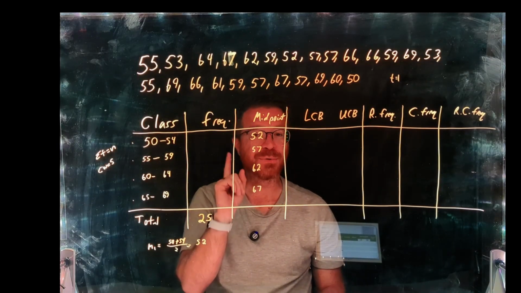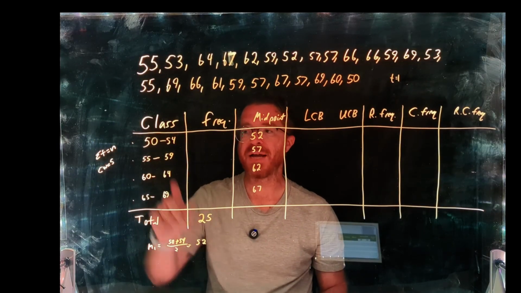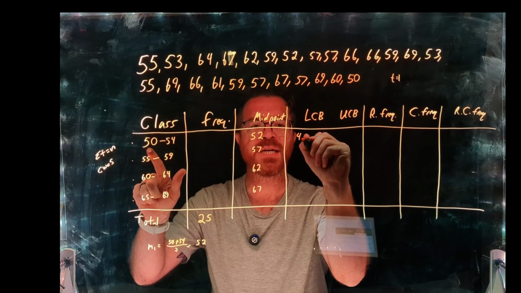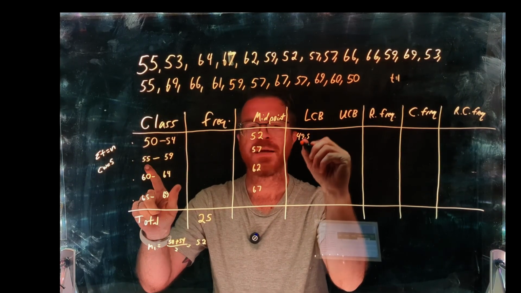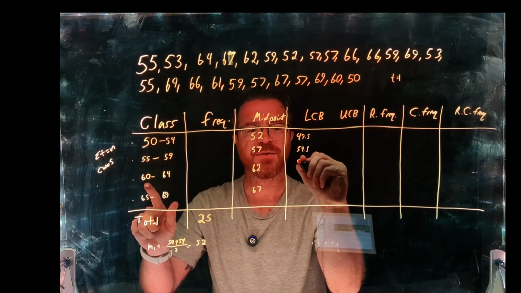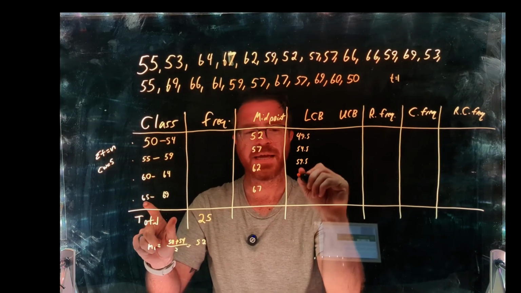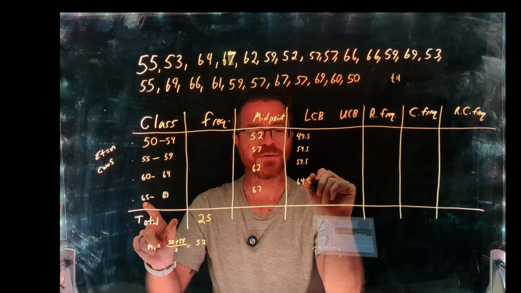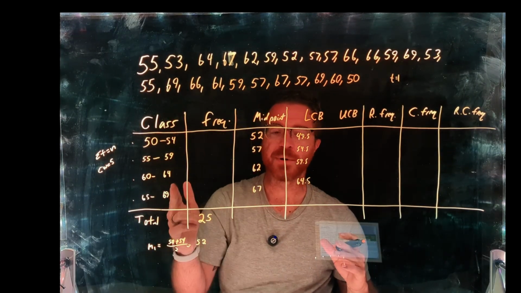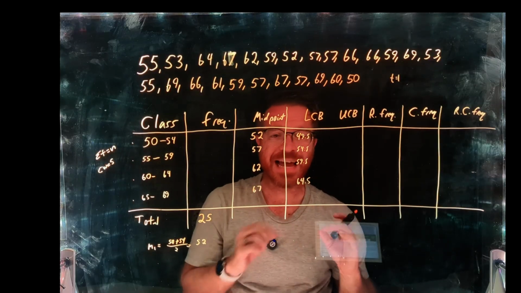Well, our tolerance is equal to 1, so we're going to subtract 0.5. So our lower class boundary for the first group is going to be 49.5. Next group is going to be 54.5, 59.5, and 64.5. Then for our upper class boundaries, we're going to take our upper class limits and we're going to add half of the tolerance.